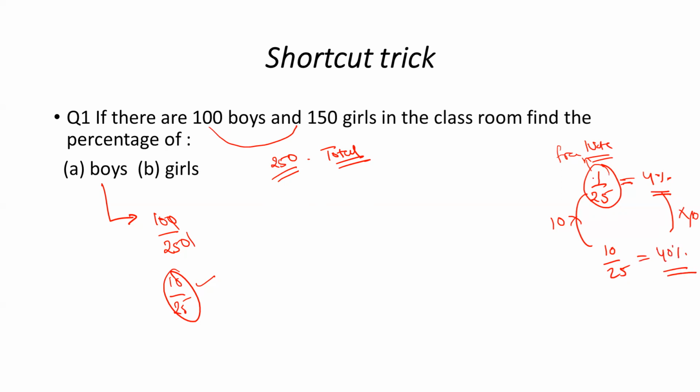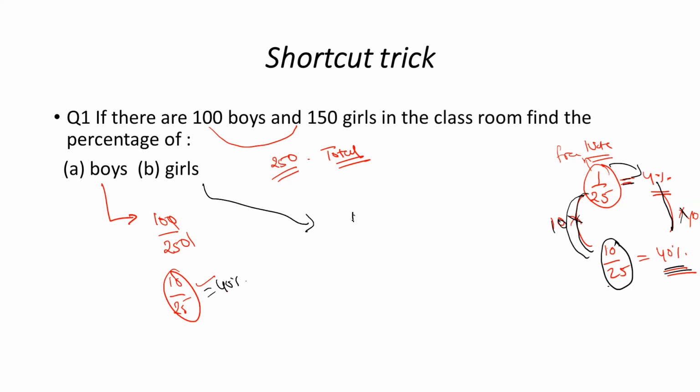Are you getting my point? You know that 1 by 25 is 4%. If 1 by 25 is 4%, and you want 10 by 25, you'll multiply this 1 by 25 into 10. So to balance this equation, you have to multiply this side also: we'll multiply 4% into 10, and we'll get 40%. So boys is nothing but 40%.